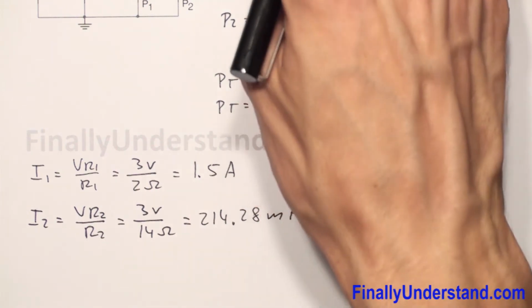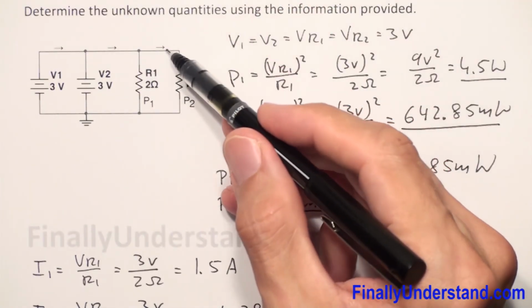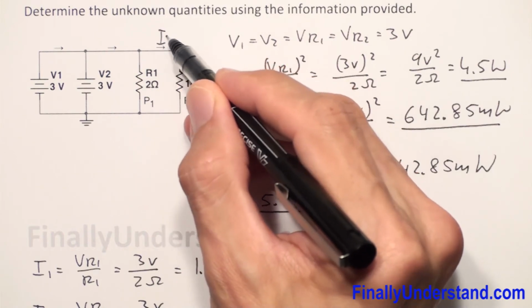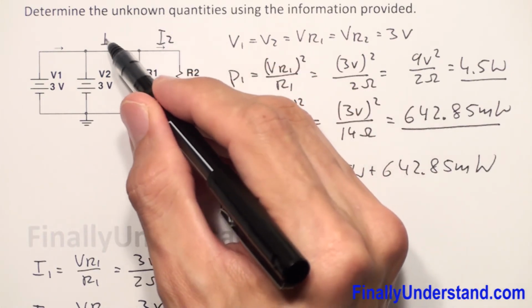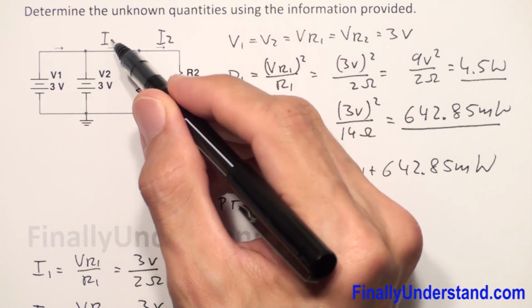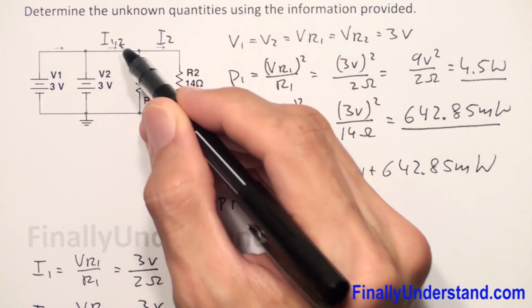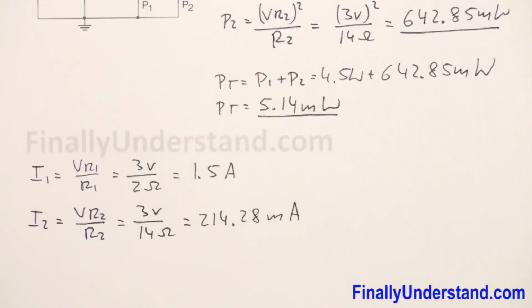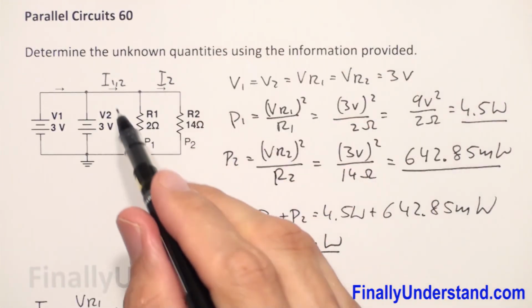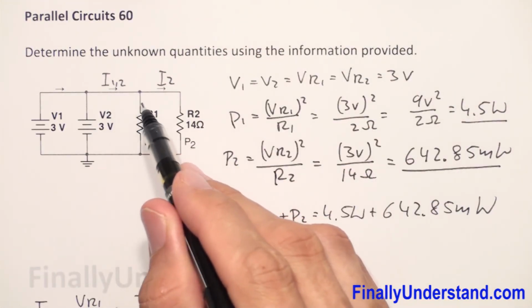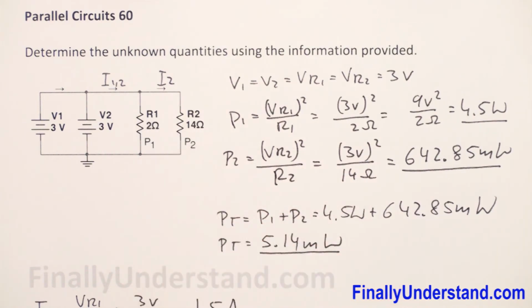Now I have found that current. This is my I2, and this current is called I12. Okay, so I12 is equal I1 plus I2. Okay, so this is the sum of these two currents.